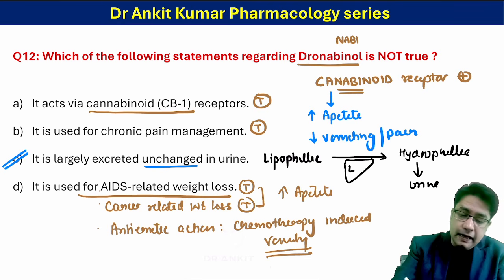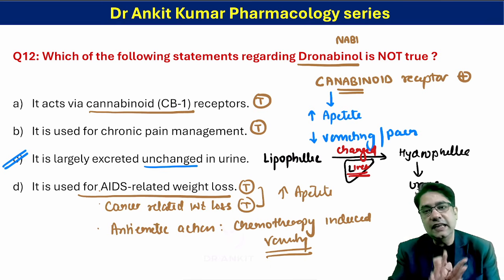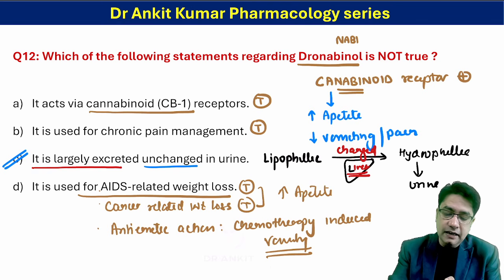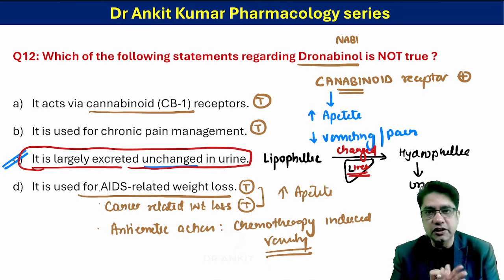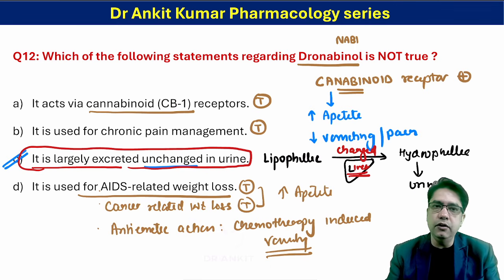So don't you think a lipophilic drug must be changed or metabolized in the liver? So they get changed in the liver, then they are excreted out in urine. So C is a false statement. It is largely excreted unchanged in urine? No, it is first changed or metabolized in the liver, then it is excreted out in urine.